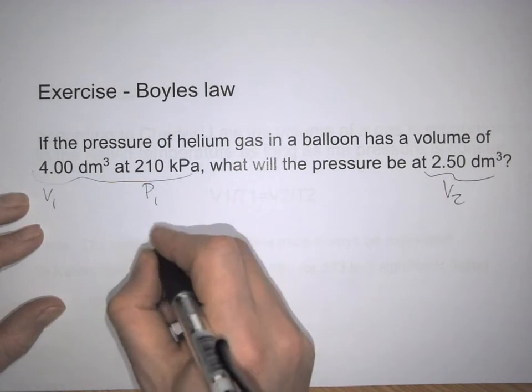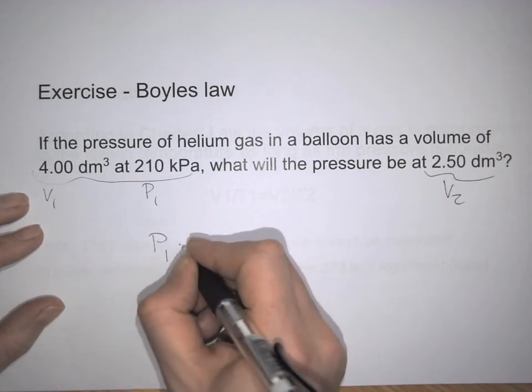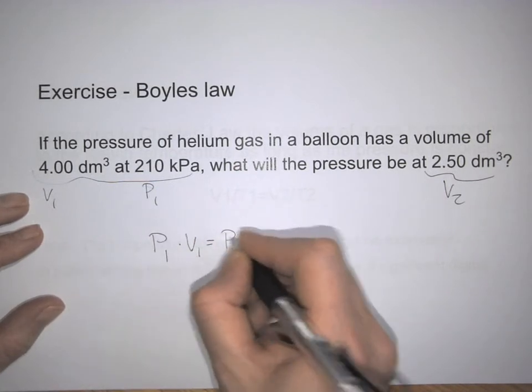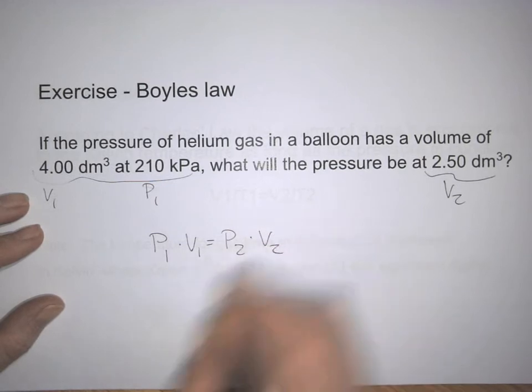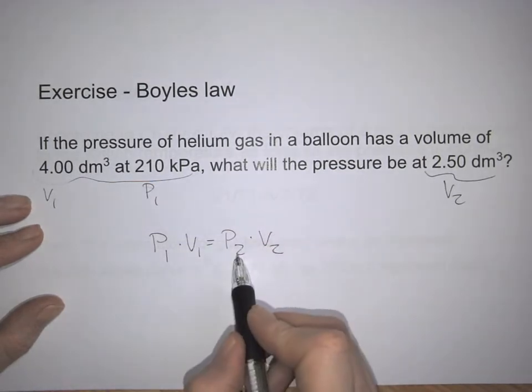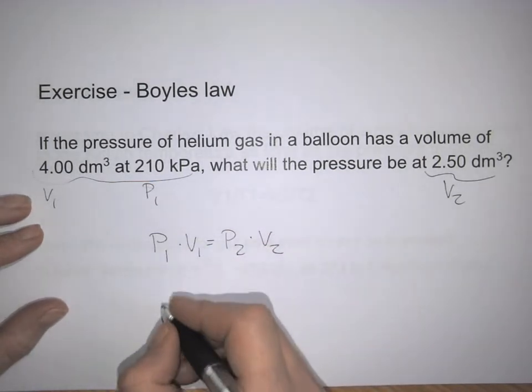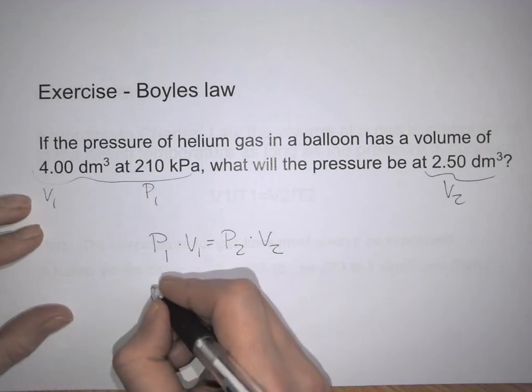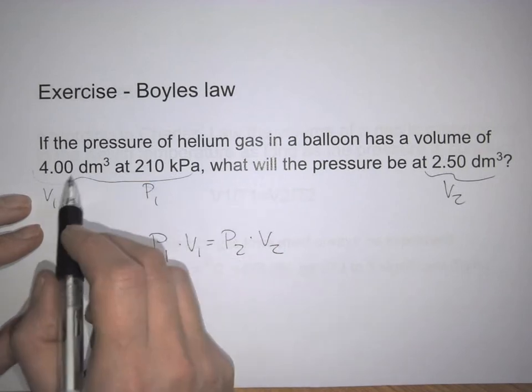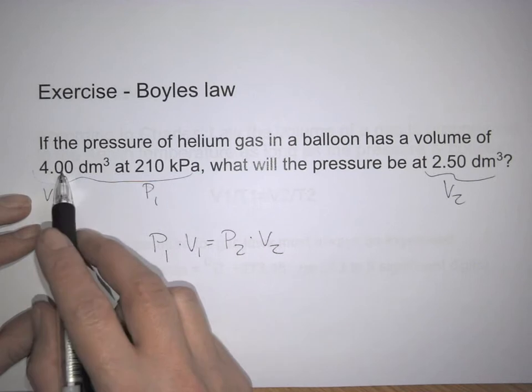So if I just write up the equation again, P1 times V1 is P2 times V2. What you want to find is the P2 value. So P1 is 210, and then you have this one here.